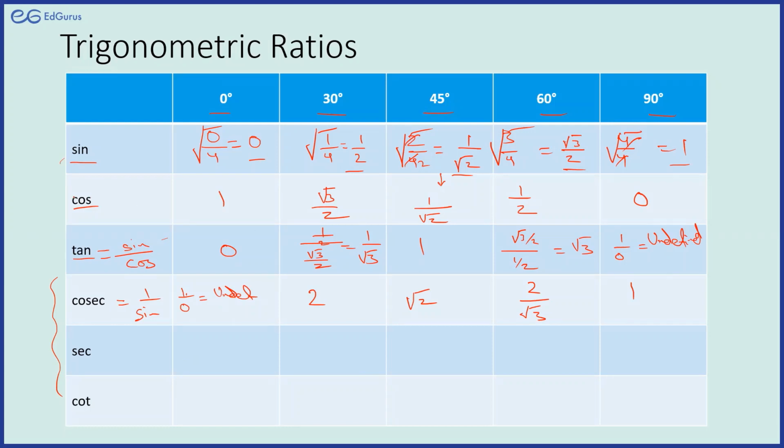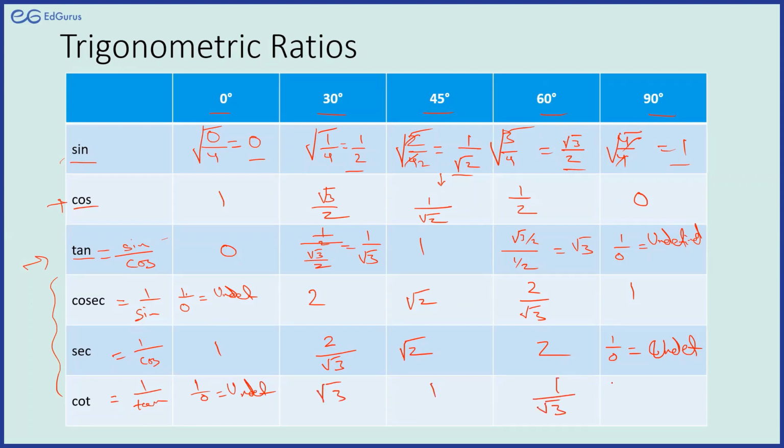Sec will be 1 upon cos. So this is 1. This is 2 by root 3. This is root 2. This is 2. This is undefined, because it is 1 by 0. Right? Cot is 1 by tan. So look at the tan values. 0. So 1 by 0. So this is undefined. This is root 3. This is 1. This is 1 by root 3. This is 0 upon 1. So it is 0. So you have filled the whole table.